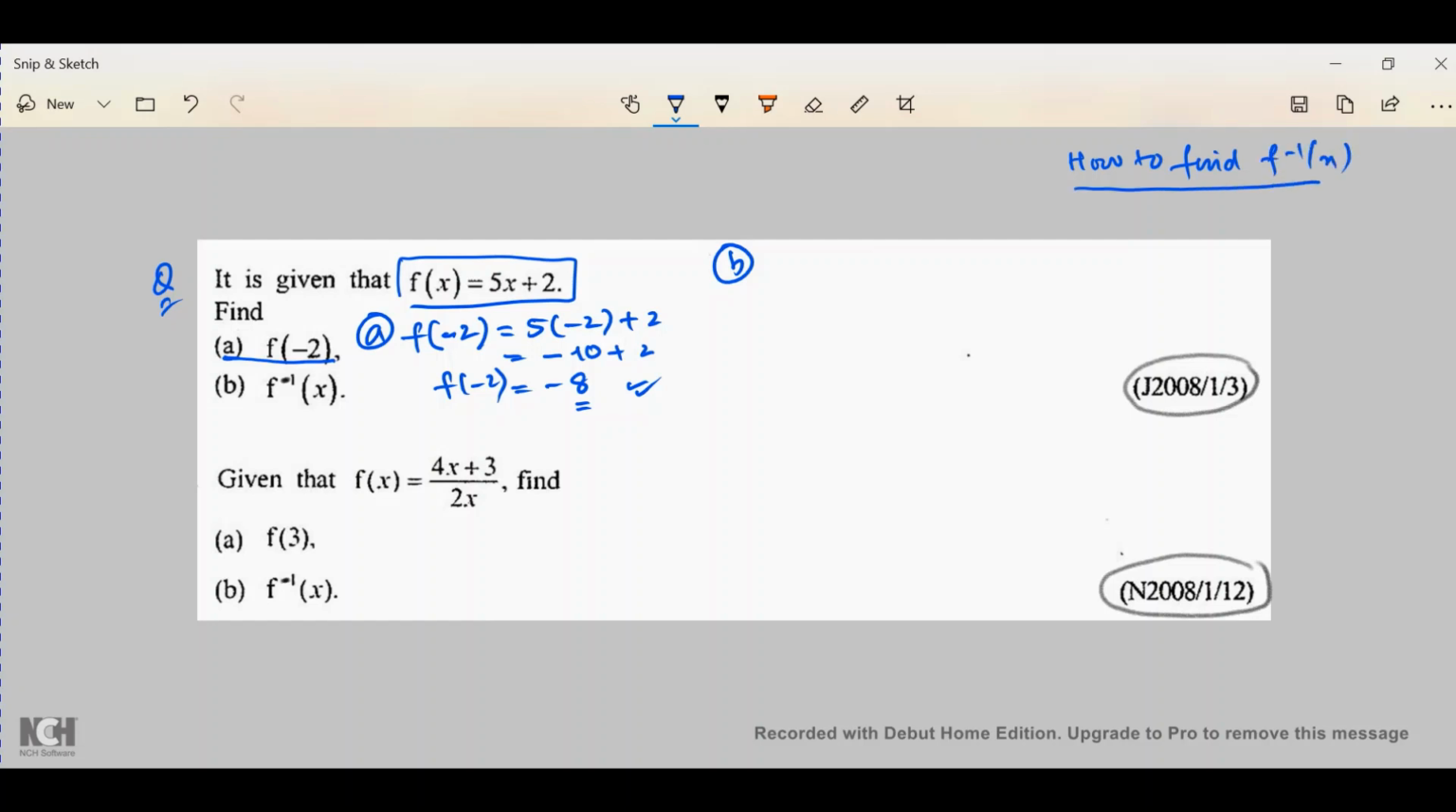To find the inverse function, there are some steps to remember. Step number 1: we have to replace f of x with y. The question is f of x equals 5x plus 2. I have to replace this with y. So y equals 5x plus 2. This is step number 1. I have done it.